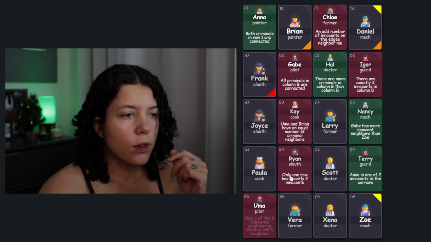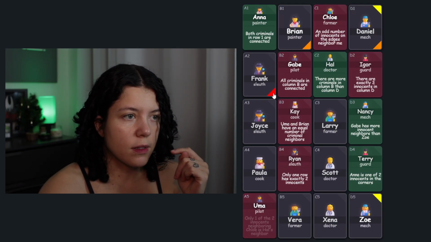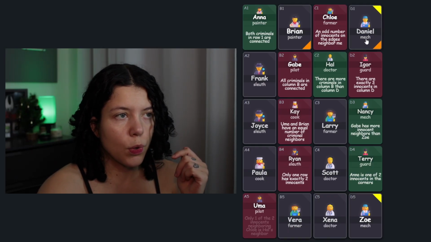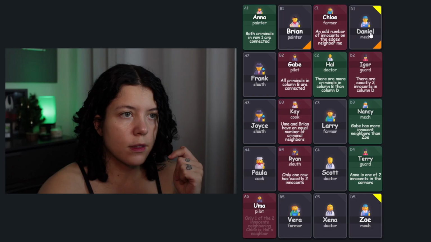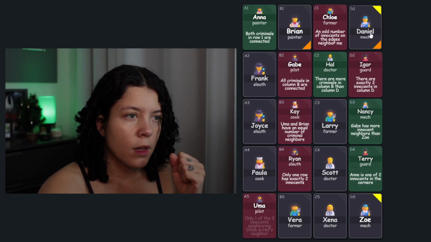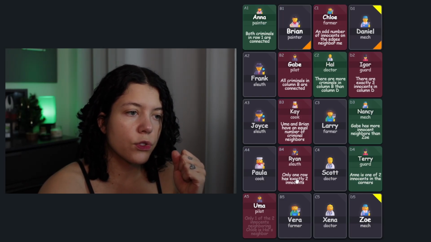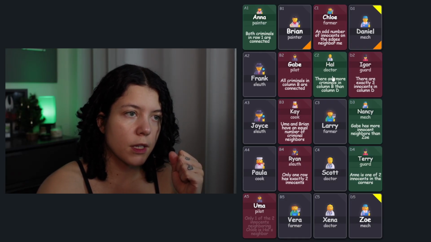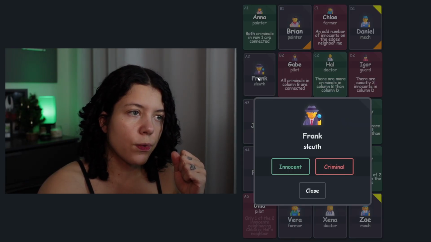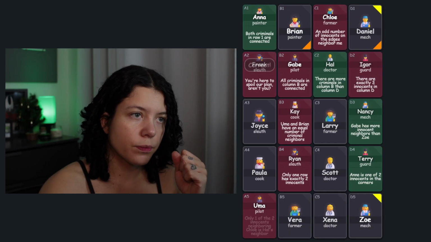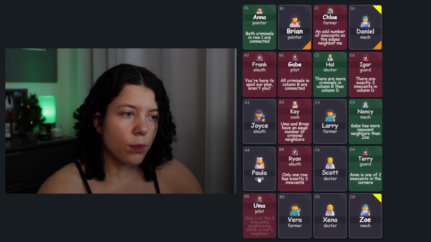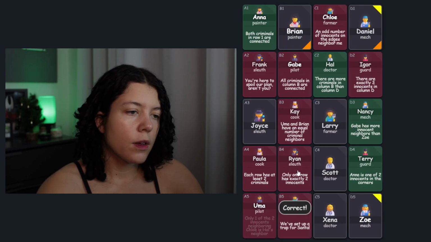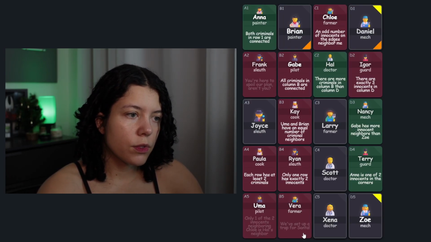Now Ryan tells us that only one row has exactly 2 innocents. That row is row 1. And the 2 innocents are Anna and either Brian or Daniel. So no other row has 2 innocents, which means that row 2 couldn't have any more innocents because it has Hall already. So Frank has to be a criminal. And now we know that Brian does have 3 criminal neighbors, which means that Uma has to have 3 as well. So all of these people are criminals.